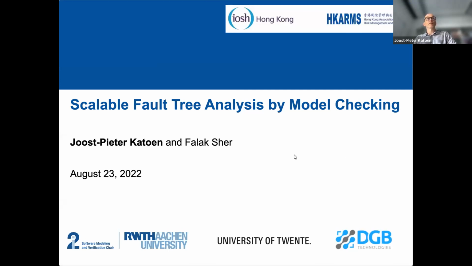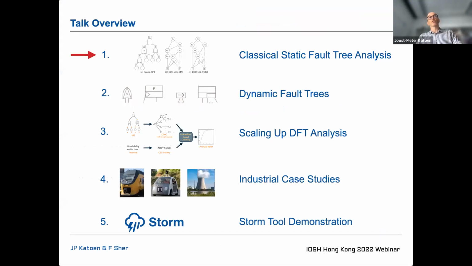I divided the talk into 5 parts. I will start off with classical static fault tree analysis. I hope most people are familiar with this. And then I will also recap the current state of the art there. Then I will introduce a model called dynamic fault trees, and I'm going to justify why this is an interesting model. And then in part 3, I'm going to present briefly a couple of techniques that allow us to actually analyze all kinds of reliability metrics of very large, I would even say huge, dynamic fault trees.